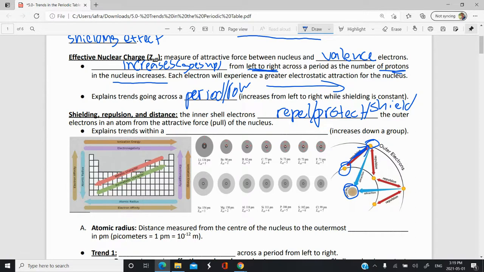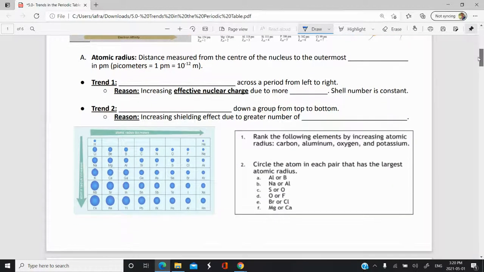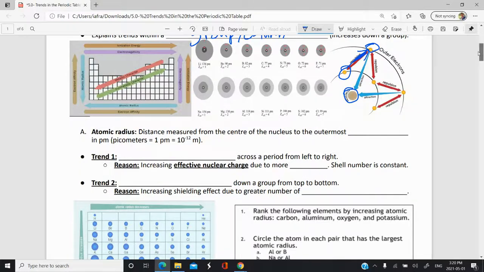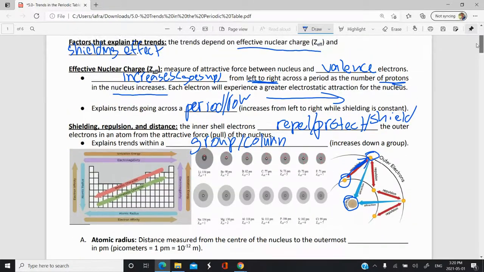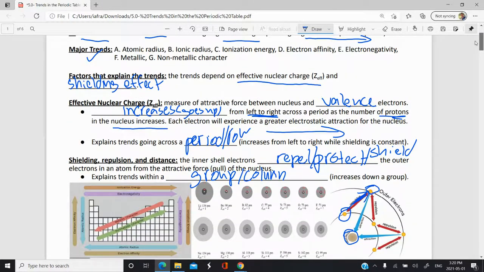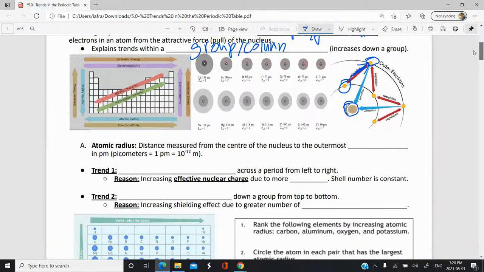And generally, the shielding explains the trends within a group or column, or you might sometimes say family. That's generally what explains those trends as we saw earlier. And in the next few videos, we're going to take a look at the various trends that exist. We're going to spot what the trends are and explain those trends using the concepts of effective nuclear charge and shielding as well.